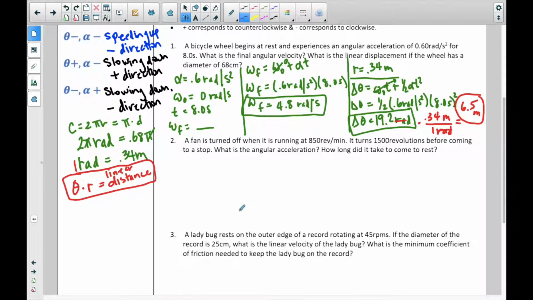Okay, let's look at question number 2. The thing about question number 2 is that we are measuring in revolutions per minute, and we really want to do radians per second. So I'm going to take a little bit of time to come over here in the margin and take 850 revolutions per minute, and change that to radians per second. And so I have to think about my unit conversions and what that's going to be. Well, I want it to be in radians per second.